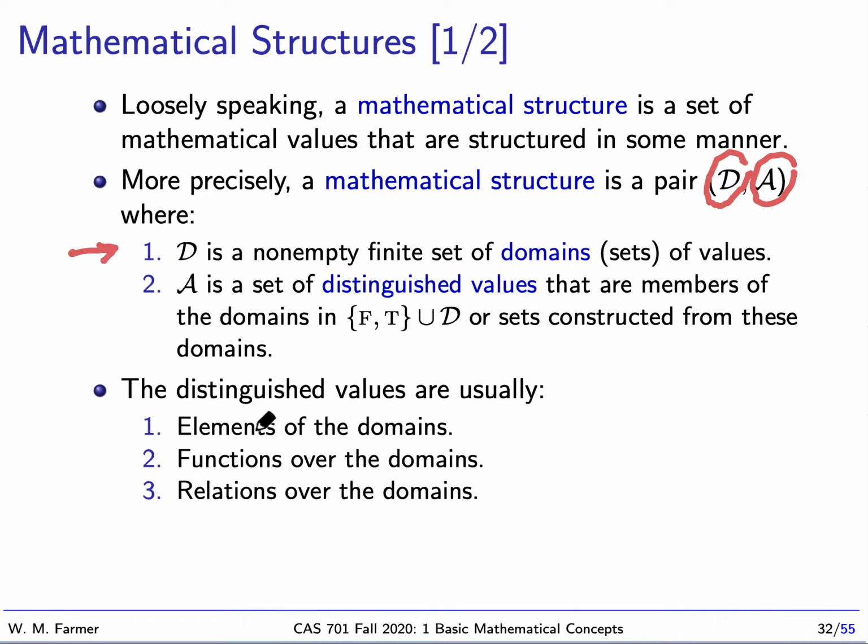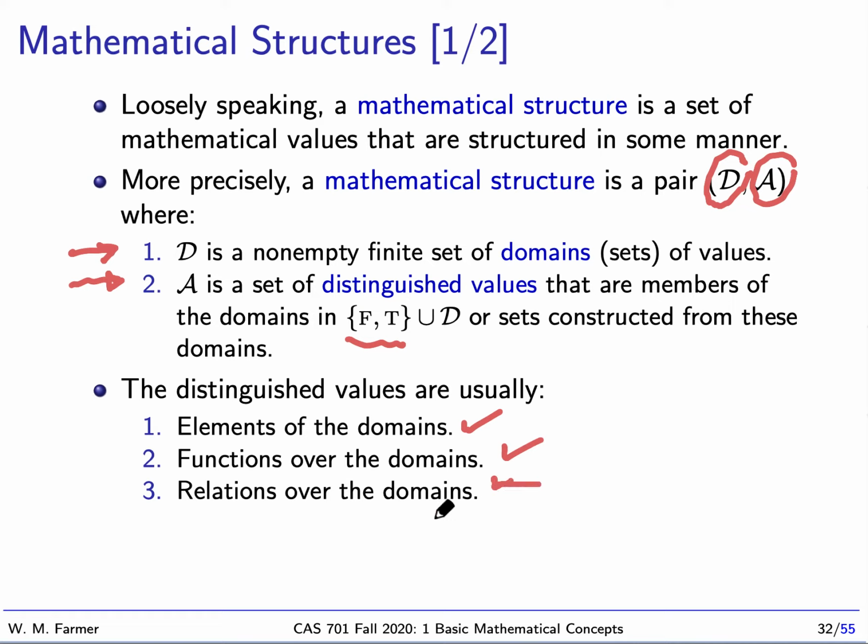Script D is a non-empty finite set of domains. So domains are just sets, but we're calling them domains because we're going to be taking values from these sets. So script D is a bunch of these domains, but we're always going to assume that the number is finite, and we're also going to assume that the domains are non-empty. And then script A is just going to be a set of distinguished values. These are just going to be members of the domain, or they could be true and false, or they could be constructed from the domain of false and true, and the domains in script D. And usually, in most mathematical structures, the distinguished values are going to be elements of the domains, functions over the domains, or relations over the domains.